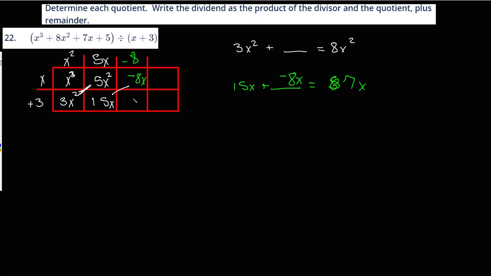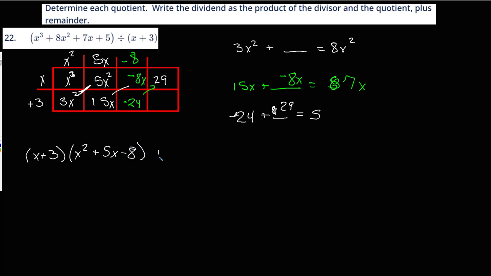Negative 8 times 3 is negative 24, if I want to get that up to 5. So that something would be 29. So my answer is x plus 3, x squared plus 5x minus 8, plus 29.